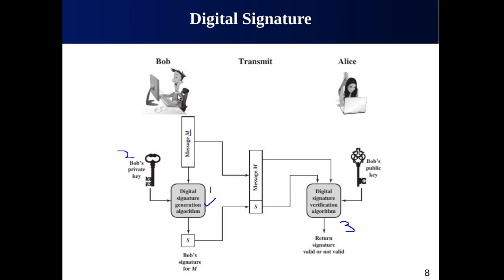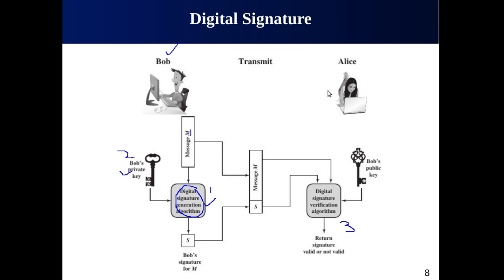So the process starts like this. Bob has a message to send towards Alice. The message is represented by M. Bob can sign the message by using the digital signature generation algorithm. However, this algorithm requires two things. The first thing is the message itself, and the second thing is Bob's private key. These two are the input to this digital signature generation algorithm.